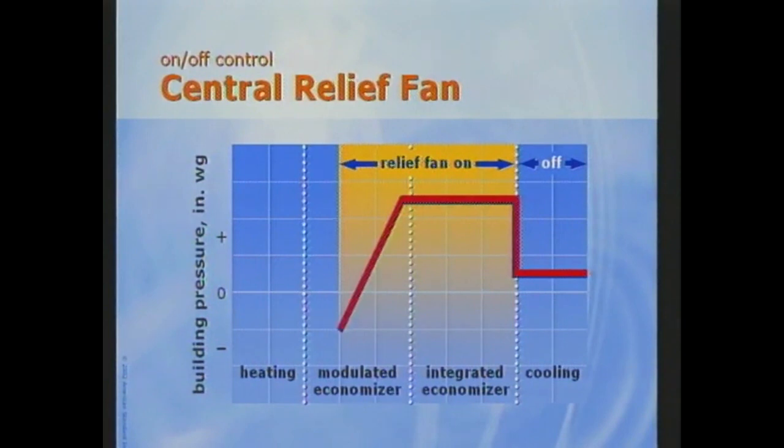In the modulated economizer mode, intake airflow varies between 100% of supply and the minimum required for ventilation. As the outdoor damper begins to close, less air is brought into the building and building pressure begins to decrease, eventually becoming negative due to constant relief airflow. When the outdoor damper reaches a predetermined minimum position, the relief fan is turned off and building pressure again becomes positive. Finally, during the heating mode, the outdoor damper is at its minimum position, and depending on how cold it gets outdoors, the building pressure may be positive or negative.